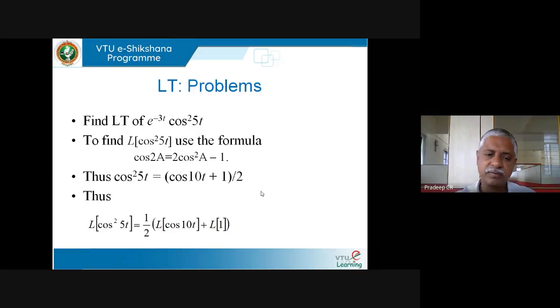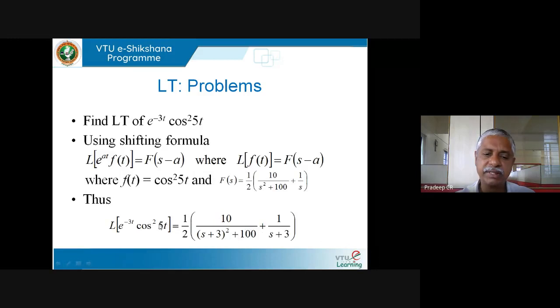So Laplace of cos square 5t is this. Using linearity, I know Laplace of cos 10t and Laplace of 1, which are these. So I know Laplace of cos square 5t. If I know Laplace of cos square 5t, I know Laplace of e power minus 3t cos square 5t. All I have to do is in this F(s), which is half of 10 by s square plus 100 plus 1 by s, I have to replace s by s plus 3. That's what I have done here.